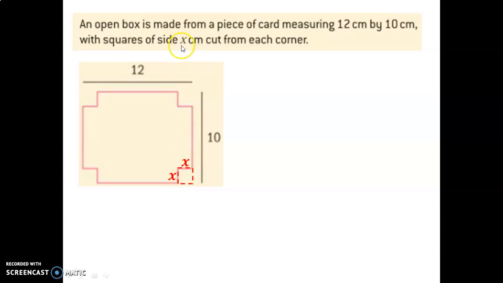And those are squares, it says, of side x. So let's say there was a square there, we cut it out. It was x by x, so it's cut out. And it's cut out like that in every corner. So what that tells you is that this length is x and this length is x also.